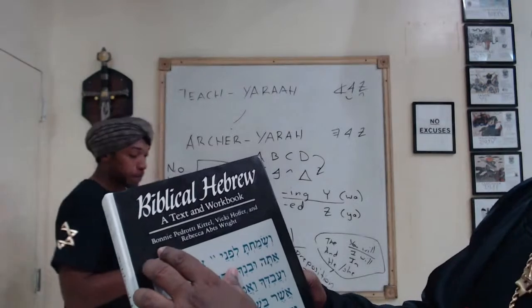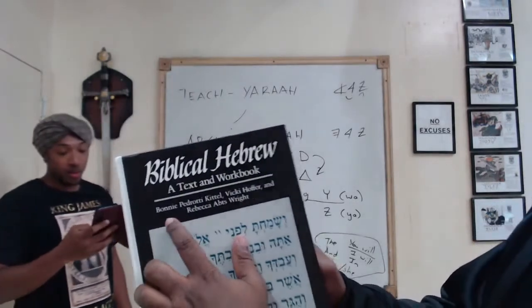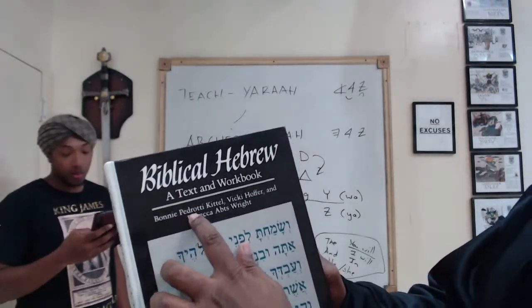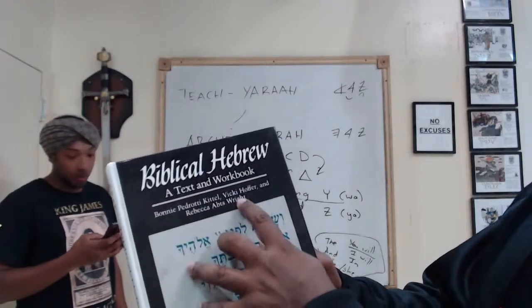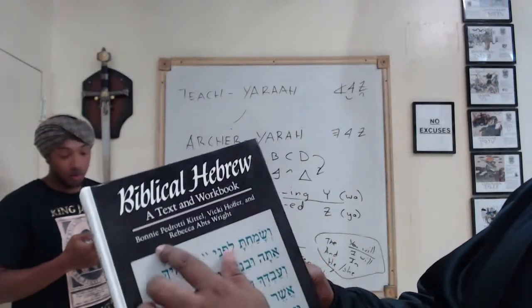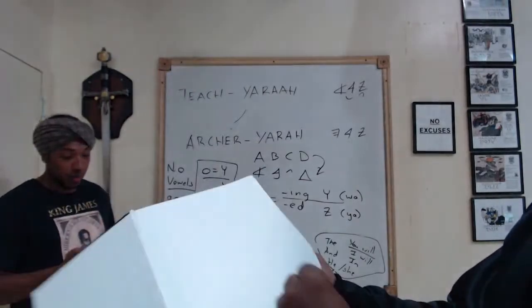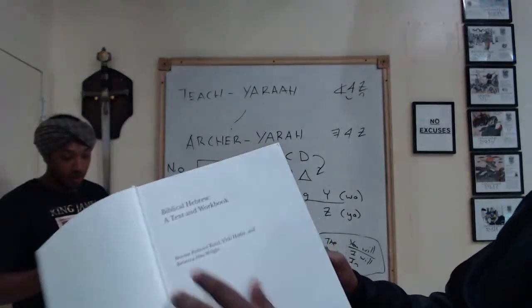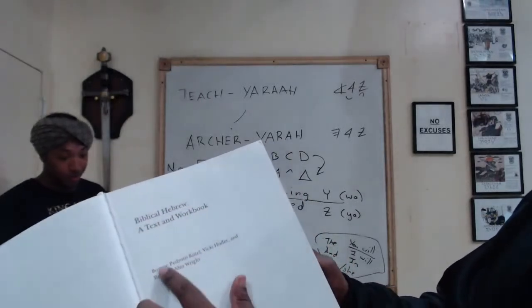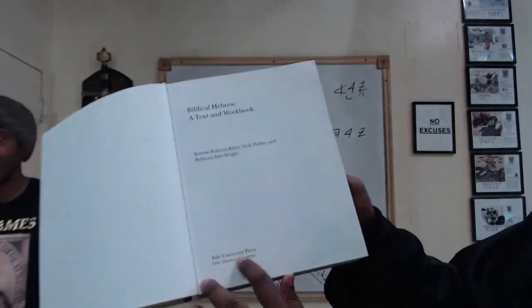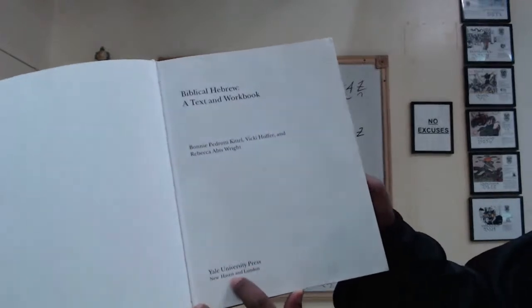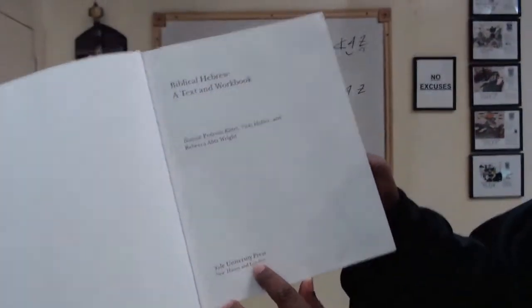Right quick, right? The names, as you can see here, Bonnie Petrotti Kittel, Vicky Hoffer, and Rebecca Abs Wright. Biblical Hebrew, a text and workbook from Yale University Press, New Haven, and London.